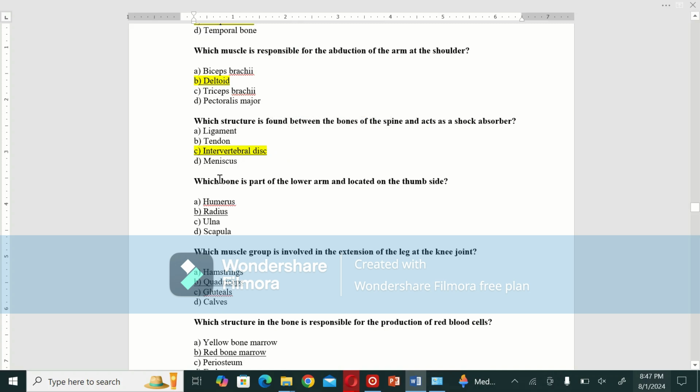The next MCQ is: which bone is a part of the lower arm and located on the thumb side? A. Humerus, B. Radius, C. Ulna, and D. Scapula. So the correct option is B.